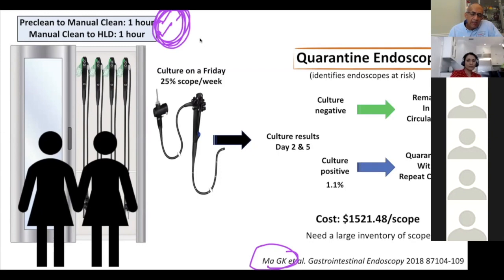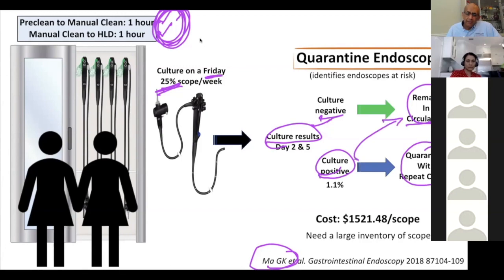Once a week on a Friday, they took 25% of their scopes and put them to culture. If they're culture negative, they went back into service. If they're culture positive, you repeat the cleaning, quarantine the scope, and clean it till it is negative before you bring it back into circulation. And as you can see here, their culture positivity is low. This is probably because they have implemented this step.